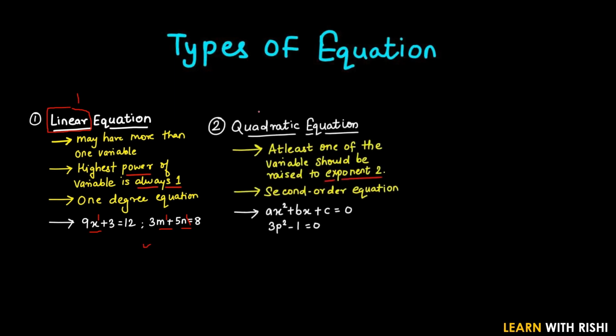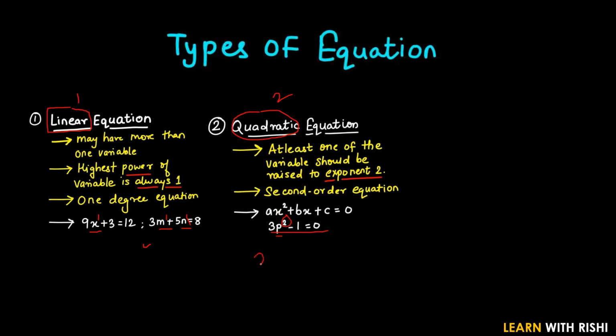Next one is a quadratic equation. In a quadratic equation, the highest power should be 2. So at least one of the variables should be raised to exponent 2. It is a second order equation. For example, 3p square minus 1 is equal to 0. Here p is my variable with highest power 2.